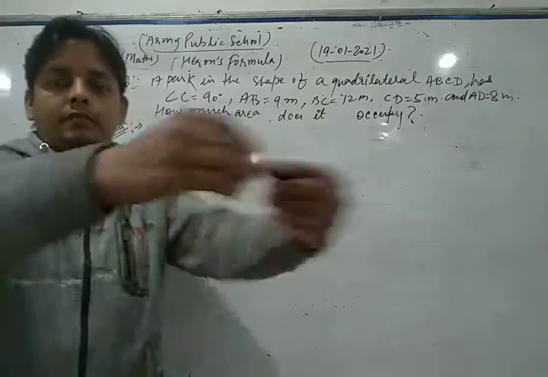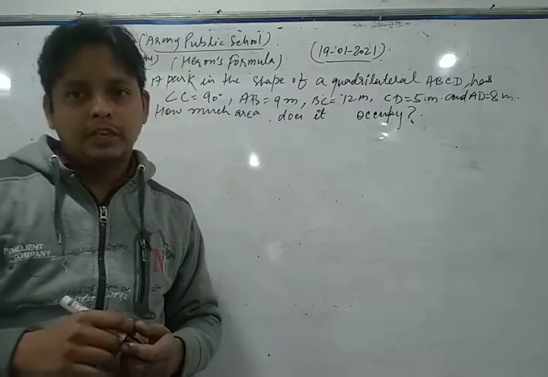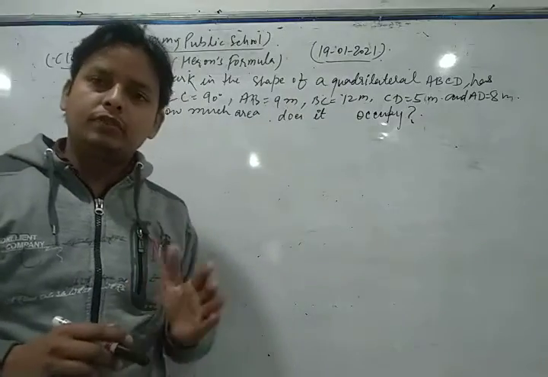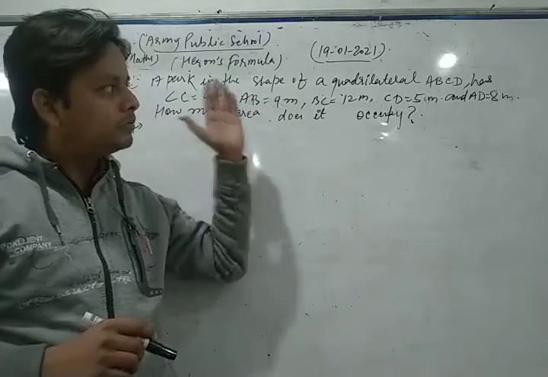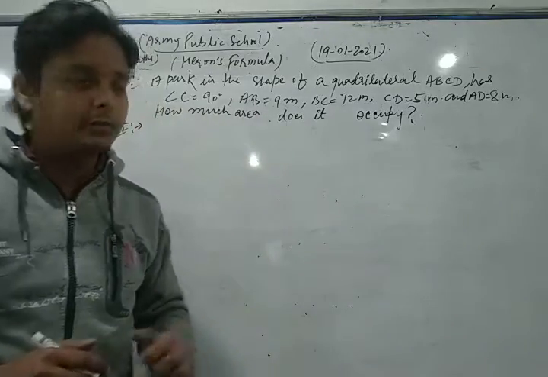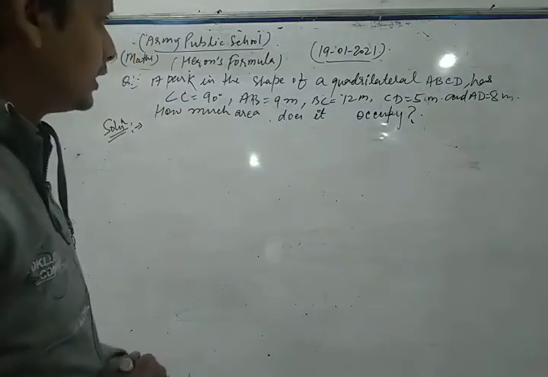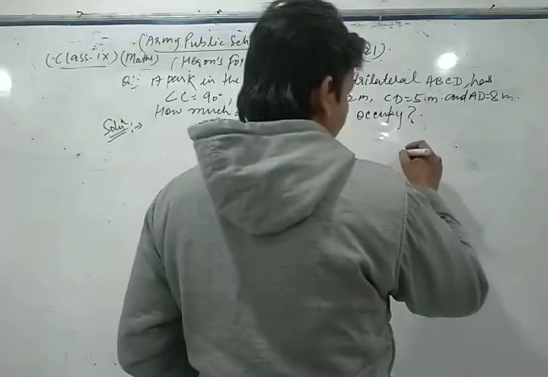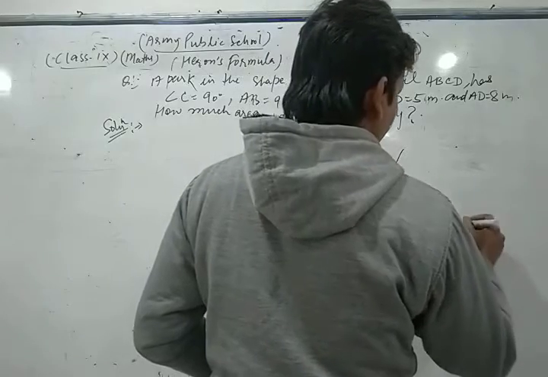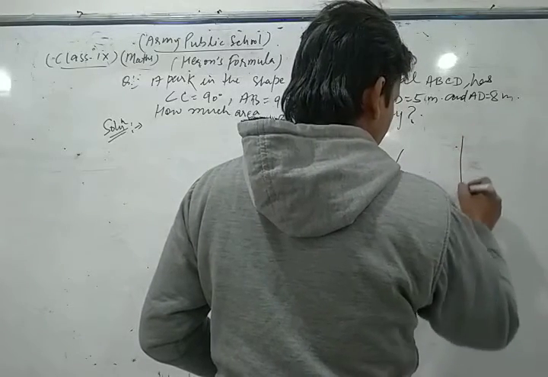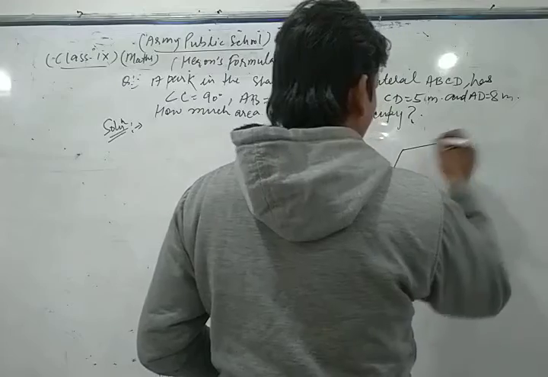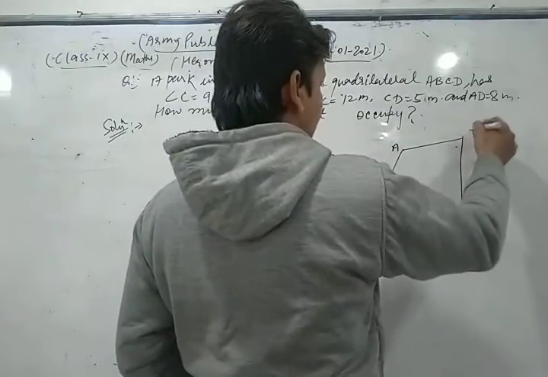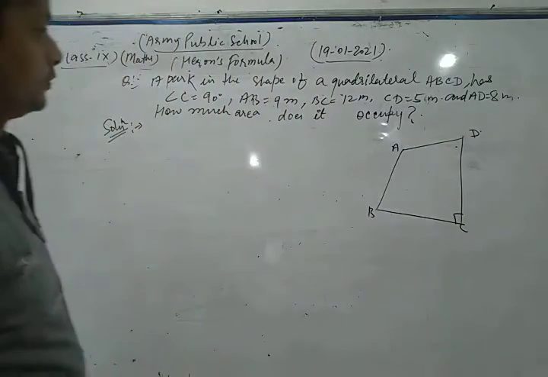Dear student, this is a very important question of your syllabus, so please concentrate on it. First of all, we form a figure according to our statement. ABCD is a quadrilateral, and angle C is 90 degrees. So first we form a quadrilateral A, B, C, angle C is 90, and D.